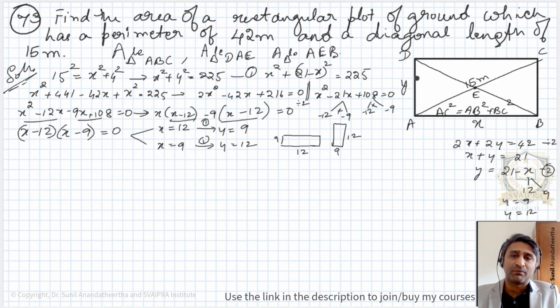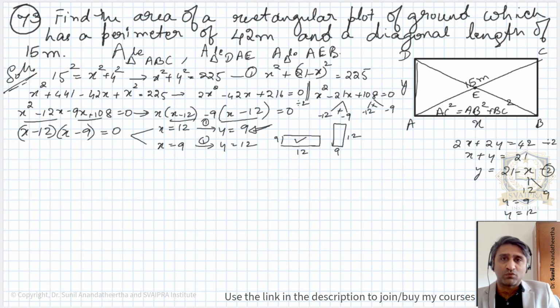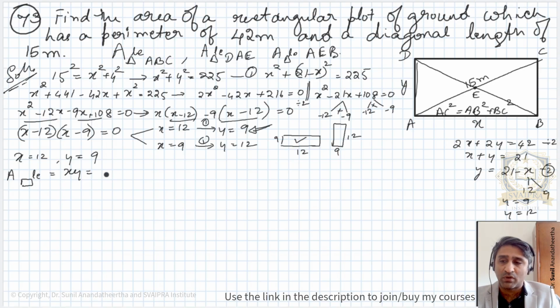So it doesn't really matter which one you consider for the case right now. But looking at the given problem, it looks like the horizontal edge is longer, so I'm going to select this. That means I'm going to select the case where x equals 12 and y equals 9. Now the area of the entire rectangle is just xy, that is 12 times 9, which is 108 meter squared. So we have already found the answer to the first part of the problem.